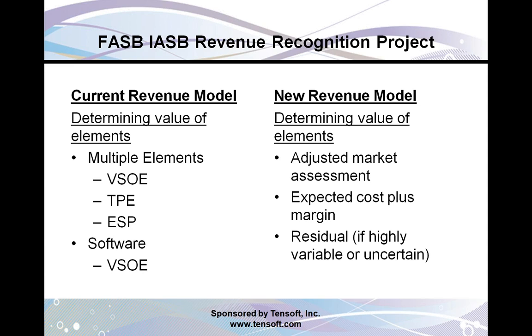How do we determine the value of elements or obligations under the new terminology? Well, in US GAAP, we use VSOE, TPE, and ESP, and we've got a requirement for VSOE in our software transactions. In the exposure draft, we're going to determine the value of obligations based on this adjusted market assessment approach, our cost plus margin approach, and perhaps even use the residual method if the obligation or element is highly variable or uncertain.